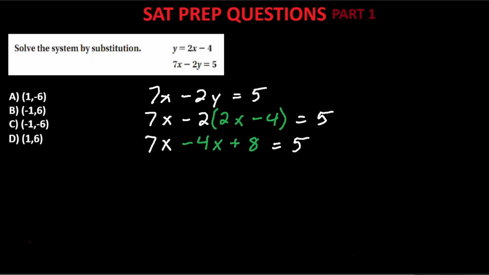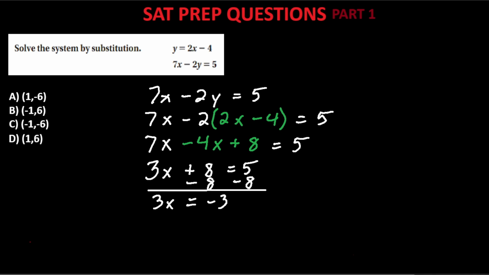Then I can subtract 7x minus 4x. Then I subtract 8 from both sides. And finally, divide both sides by 3. Since I now know that the x coordinate for the point is going to be minus 1, I can now eliminate A, which is positive 1, and D, which is positive 1.